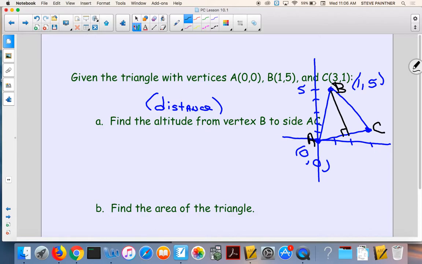Okay, I did the sketch. I put my 3 vertices down. The altitude of a triangle will always be the height of the triangle. So your height will always make a right angle with the base. So here would be your base. So really, this is what I'm looking for. I'm looking for the altitude, the distance.